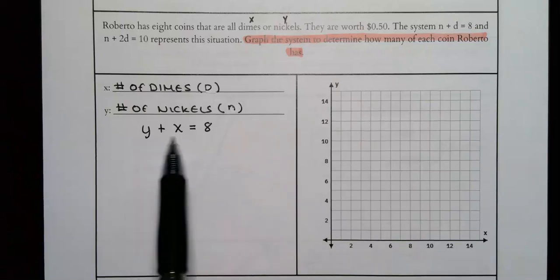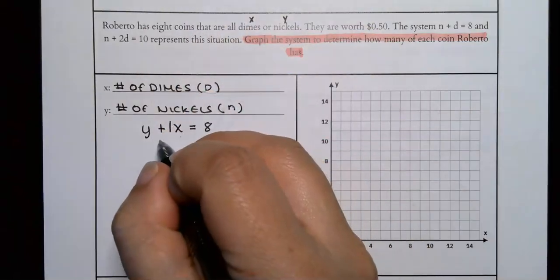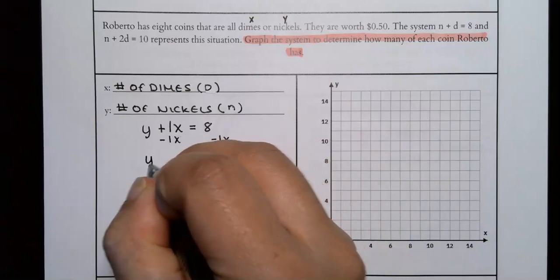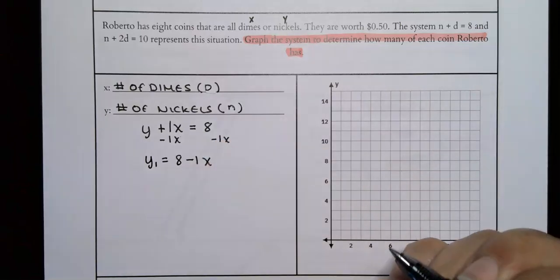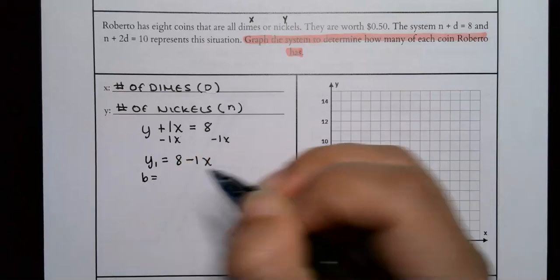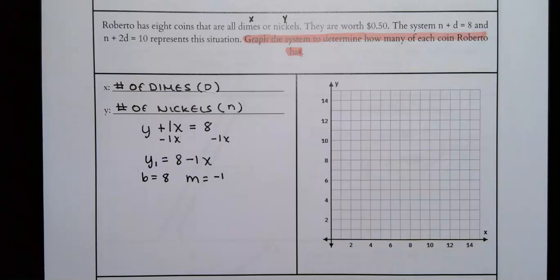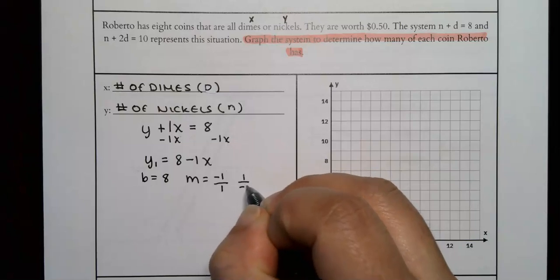The only thing that's on the same side as the y is the x. I'm going to give it a placeholder 1. And so from here, we're just going to subtract 1x from both sides. So we have y is equal to 8 minus 1x. And then from here, we know that our y-intercept is 8. Our slope is -1. But remember, our slope needs to be a fraction, so we can do rise over run. So let's go ahead and put the 1 underneath it. Our reverse slope is going to be 1 over -1.